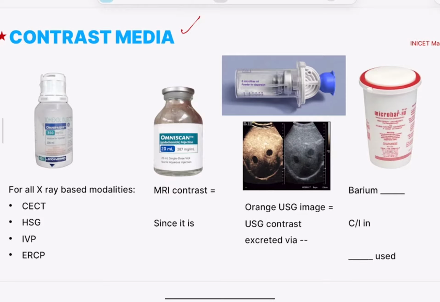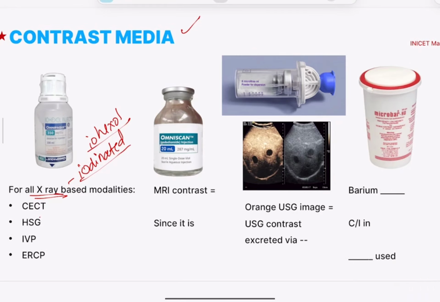Coming to contrast media. So what are the various contrasts that we use? In all X-ray based modalities, we use the radio-dense iodine, so iodinated contrast medium. Commonly used is iohexol because it is low osmolar, non-ionic, so not heavy on the kidney. The detailed classification of contrast media has been covered in the main videos.